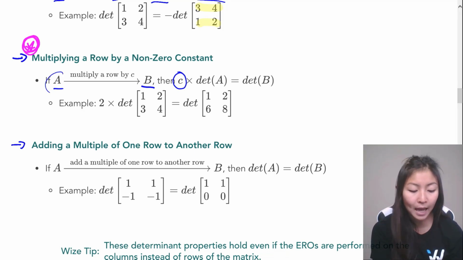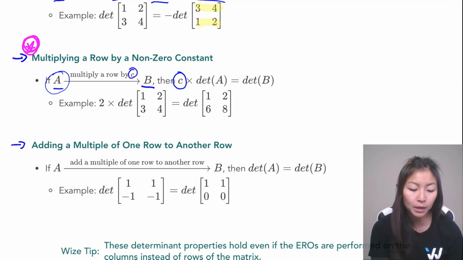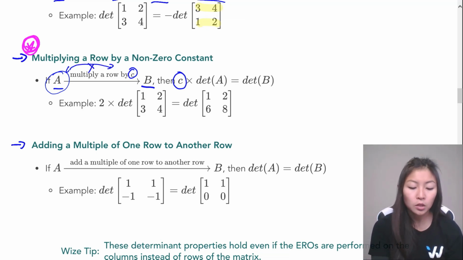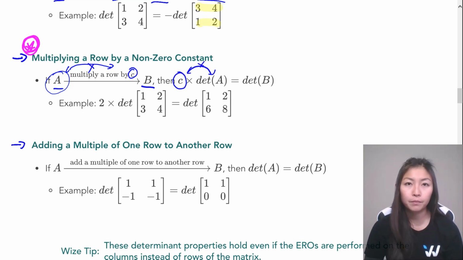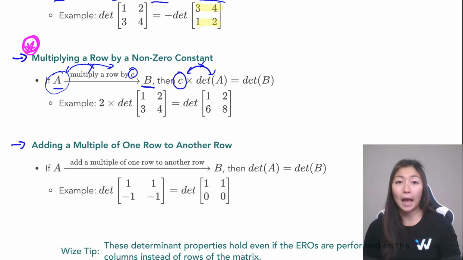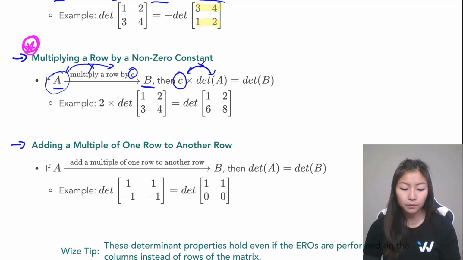My trick to you is this. I am multiplying A by C. I'm multiplying a row in A by C to end up with B, right? It's a row in A times C that gives me B. So it must be determinant of A times C that gives me B. All right? The multiplication stays the same. Multiplying a row in A by C, I need to multiply the determinant of A by C.